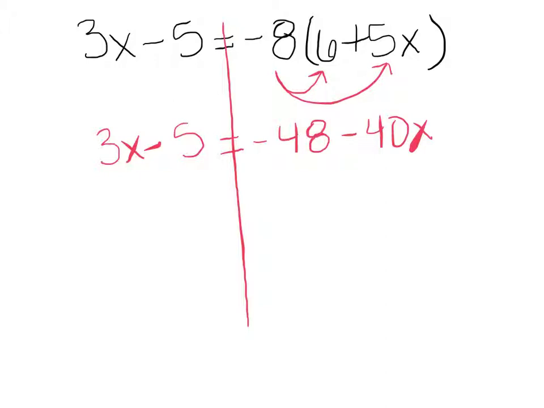Alright, so if I look on the left-hand side and I look on the right-hand side, I can see that I don't need to combine any more like terms. I'm ready to move. I have negative 40x over here. I have 3x's over there. I'm going to move my x's to the left. That means I'm going to undo negative 40x. I'm going to add 40x to both sides.